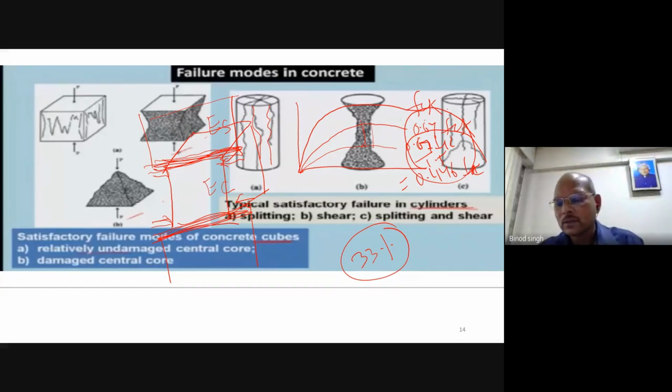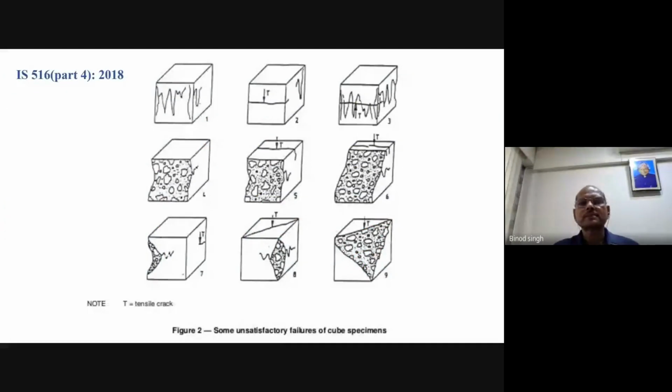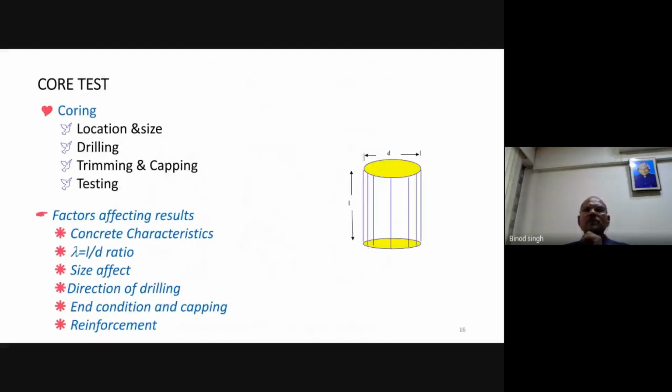Okay. So now you go here. Here an unsatisfactory cube specimen has been shown, so that is not considered. If you are doing the core test, you have to drill it properly at different locations that will be decided by the engineer in charge. So the coring location and size, drilling, trimming and capping, and testing are the operations in taking out the cores.